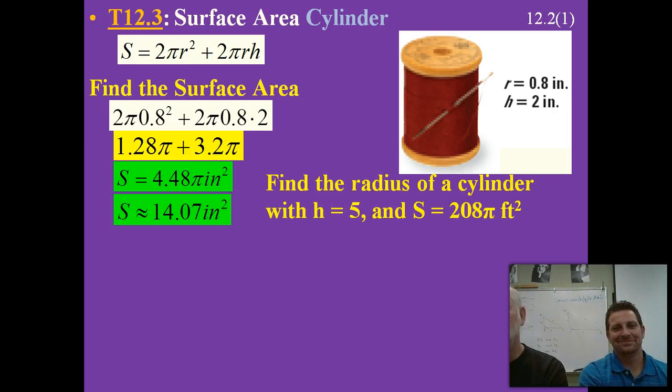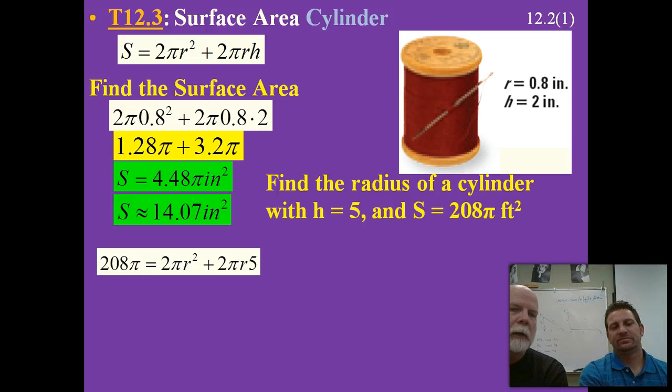This one is kind of going backwards from that. This one, they're giving you the surface area. They're going to ask you to find the radius of it. And so they give you the height, they give you the surface area. We're going to be solving that same formula just for a different piece of it. Okay? So plugging into that top formula up there, the S is 208 pi from the problem right there. They told us that the surface area is 208 pi square feet.